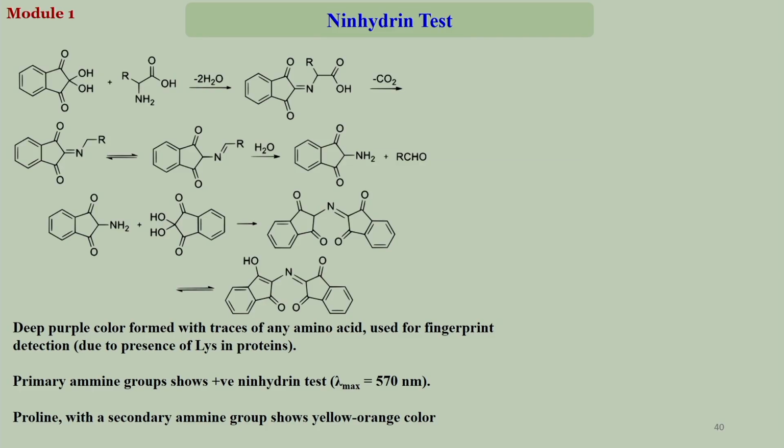So now, how do you test for an amino acid? How would you identify the presence of an amino acid or a protein? This is a classic test that is usually done to find out whether something is a protein or not. It is called the ninhydrin test, and probably you have heard that name. This is the same test that is used for fingerprint detection.